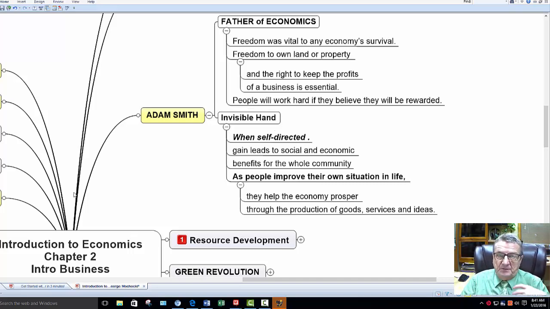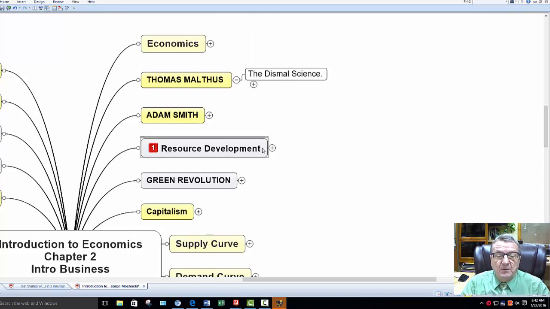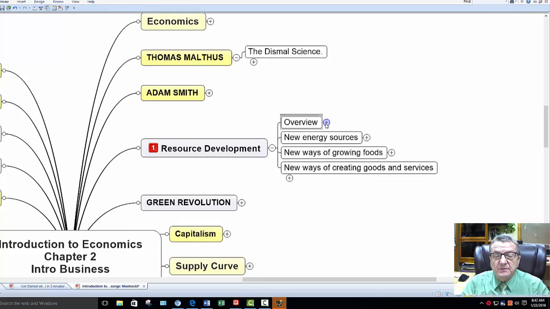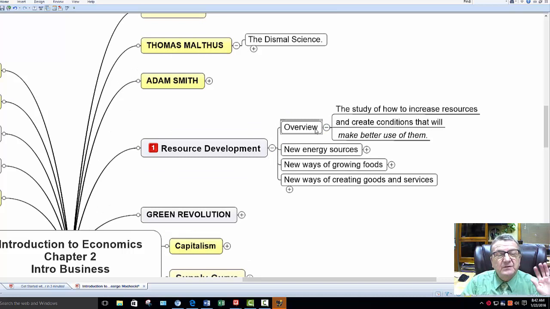But if you're looking at a lot of small businesses, with the theory of Adam Smith, he's saying that as small businesses get better, they hire more people, and that's what stimulates the economy, and that's where you have the economic growth.